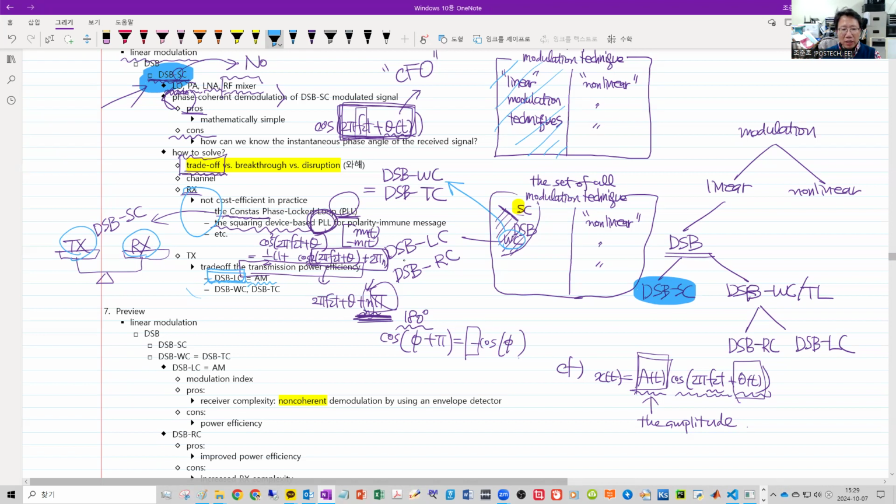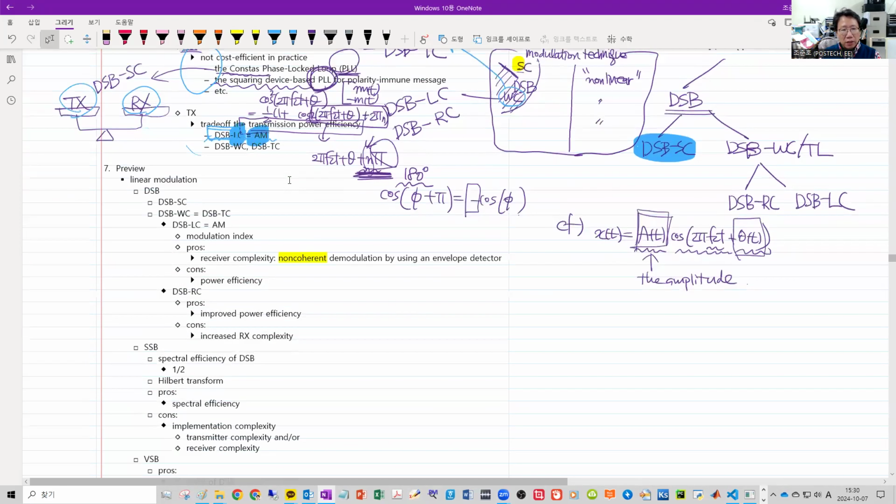However, due to historical reasons, AM, which obviously stands for amplitude modulation, usually does not mean the DSB family. It only means double sideband with large carrier. So you should be careful, okay? Anyway, today's topic is double sideband with large carrier, which is almost unanimously named amplitude modulation.